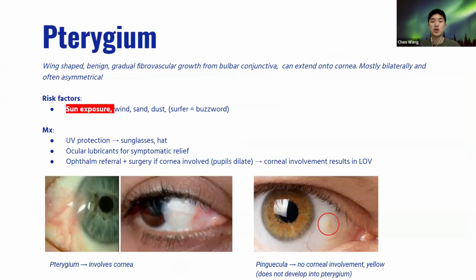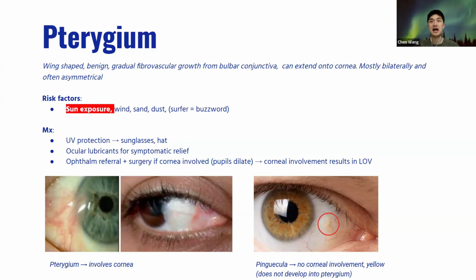Another condition is a pterygium. So basically, this is a wing-shaped gradual fibrovascular growth from the bulbar conjunctiva. And it's called surfer's eye because surfers have a lot of exposure to the sun, to the wind, to the dust and sand as well. And these are all risk factors for the development of pterygium. The management is just UV protection and some ocular lubrication for symptomatic relief.